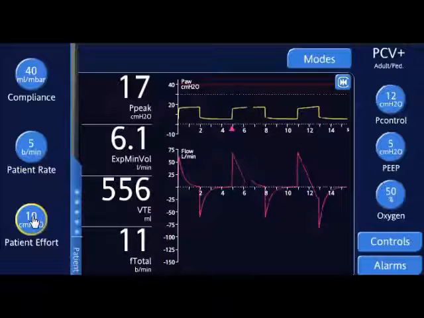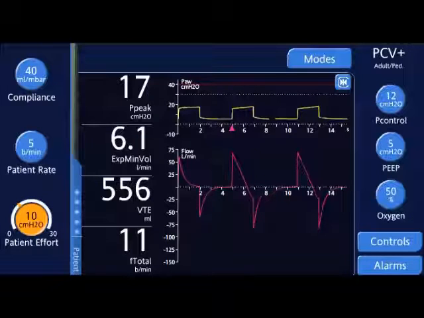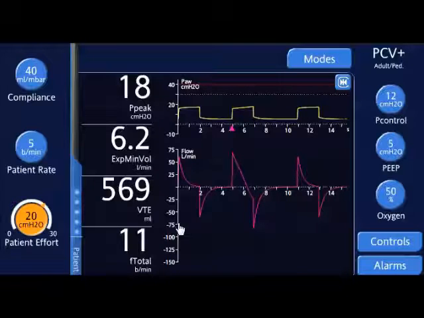I'm going to select my patient effort again. I'm going to change this to 20. Say the patient's really agitated. And let's see what happens.